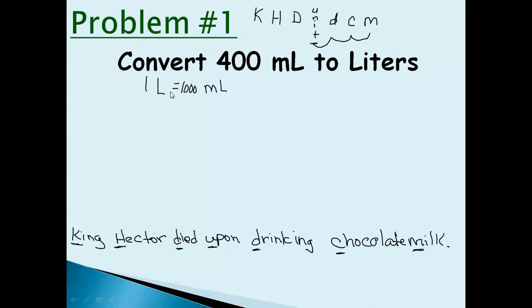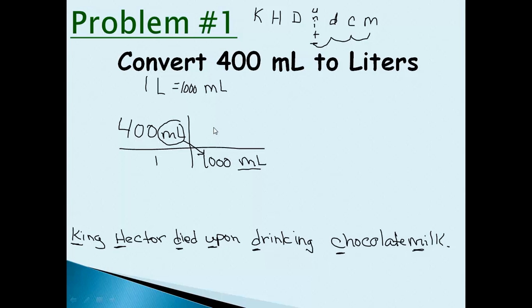So that's 3 zeros. 1 liter is 1,000 milliliters. Now let's set this up. We start with our given, 400 milliliters. Our T-chart, that's over 1. Now, what units do we want to go down here? We want milliliters down here so that they will cancel out. So we have 1,000 milliliters and 1 liter on top.